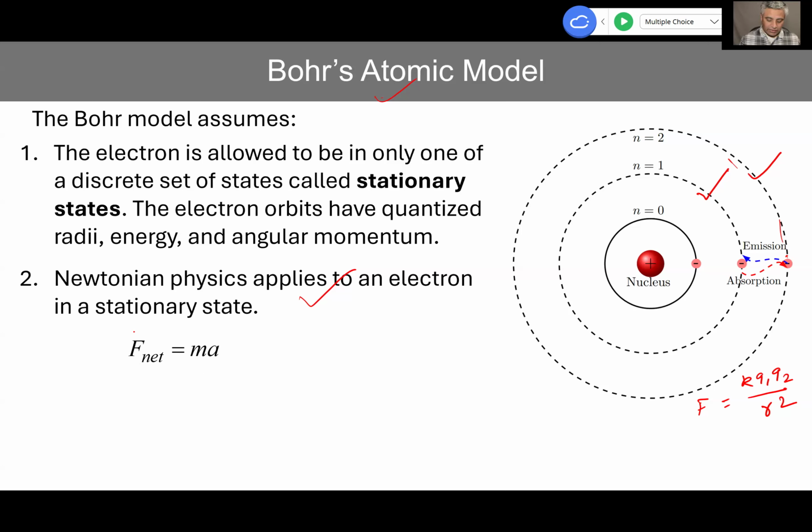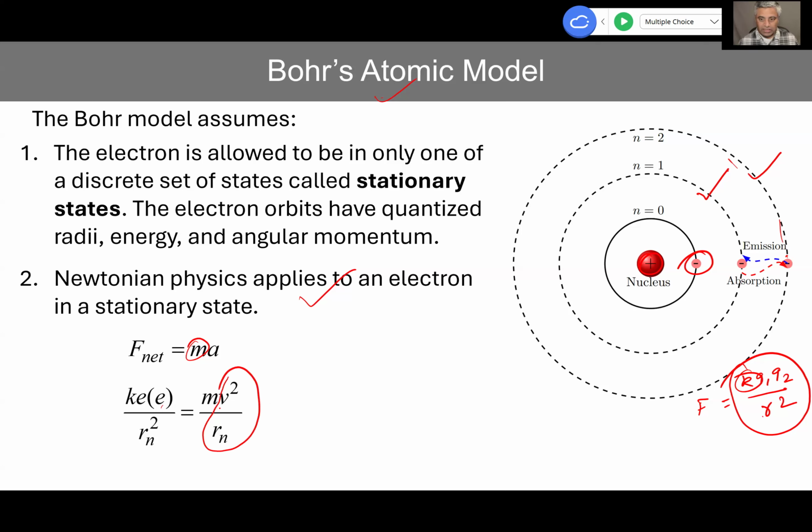Okay, so the net force in this case is the force between the proton and the electron. And r is the distance between them, and of course we know k, Coulomb's constant. So that's what I'm writing here, the force between these. And mass times acceleration for a radial orbit is v squared over r.